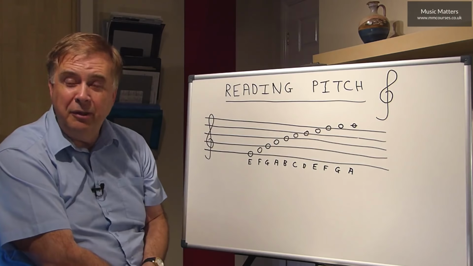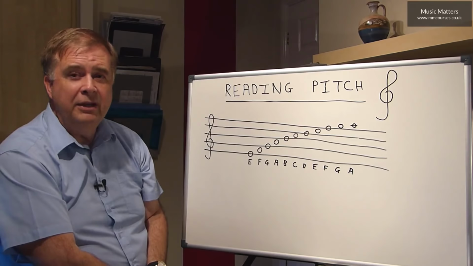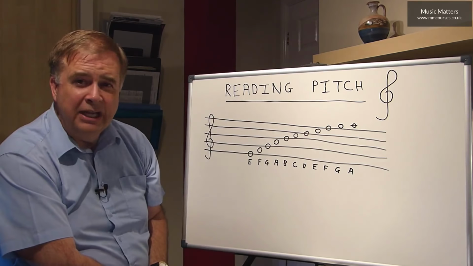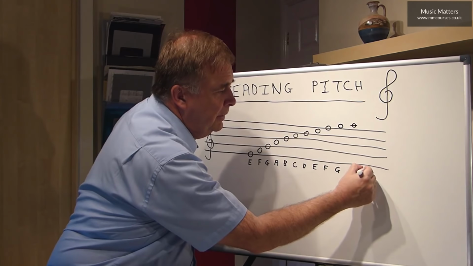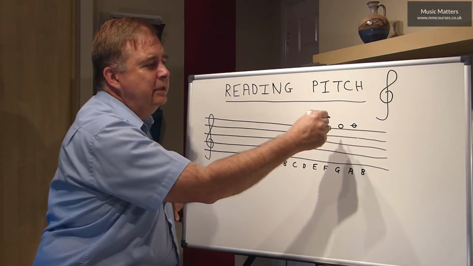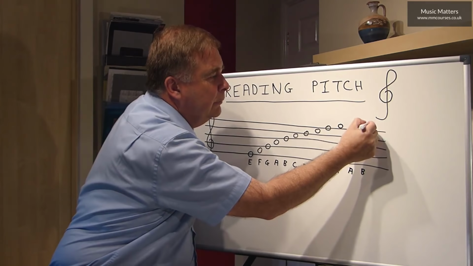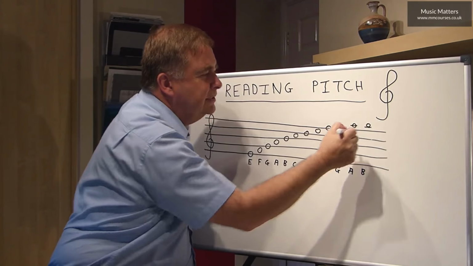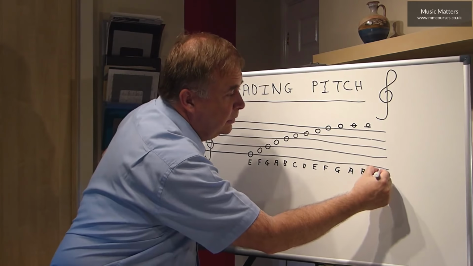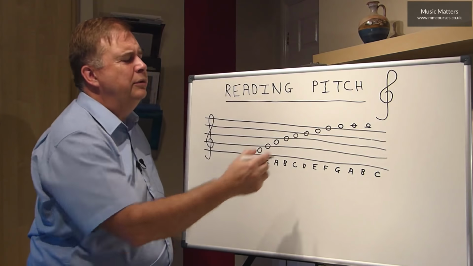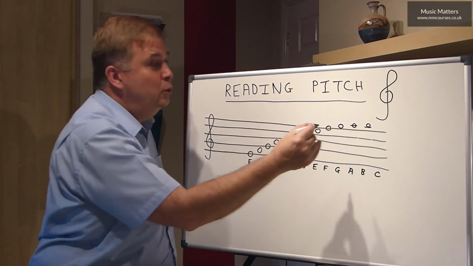Just so you know that name, if anyone talks about a ledger line, it's the extra lines above or below the stave. And once you've got ledger lines on the go, you can carry on for as long as you want to. So the next one is going to be a B. Because the A is on a line, B must be in a space. So we use the ledger line again, and we put B in the space above that ledger line. The next letter will have to be C. Well, we've used the ledger line, we've used the space above that ledger line, so this time we need two ledger lines.